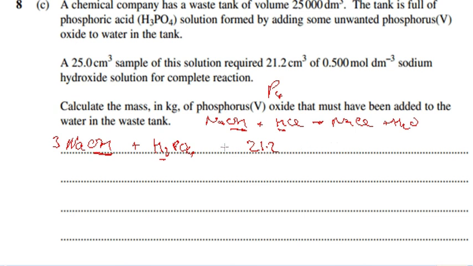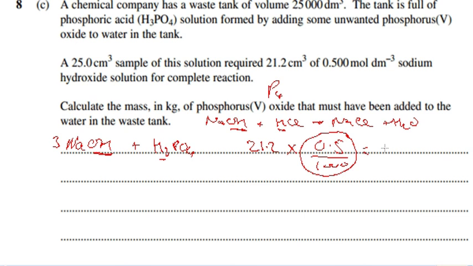So I'm about to fill it in on my really cool calculator. I'm going to times it by 1, 2, 3, 4, 5, 6, and there you go, a million. So the number of moles is 3,533.3 recurring moles. And this is of H3PO4. Well, I made that from phosphorus(V) oxide.